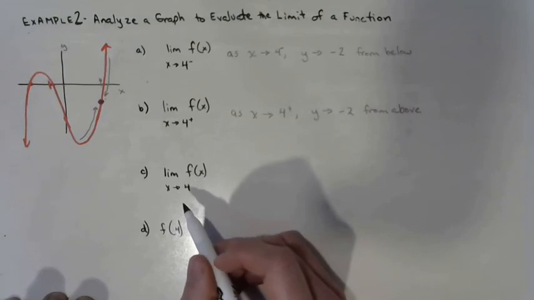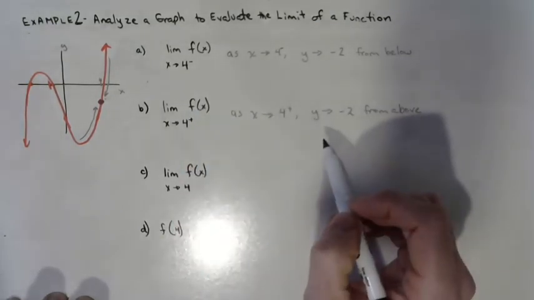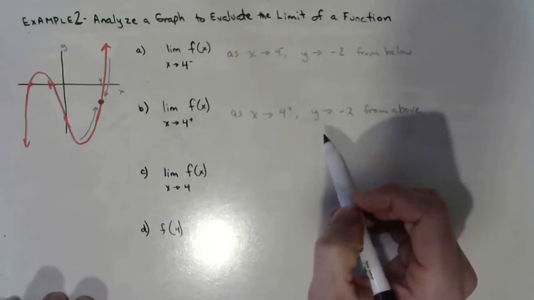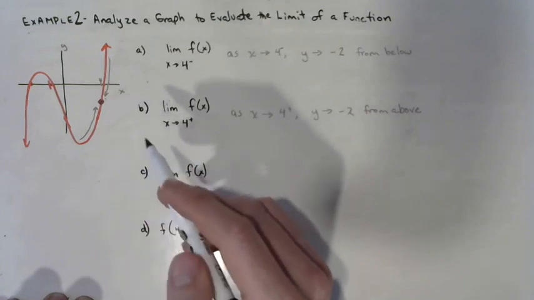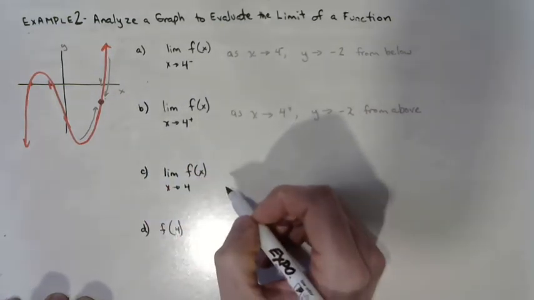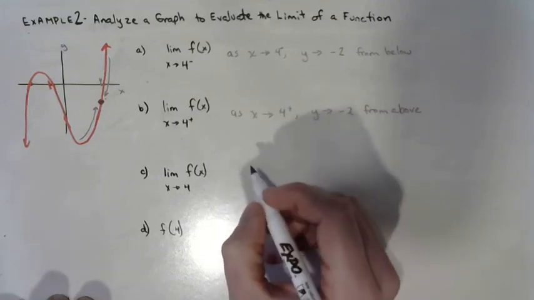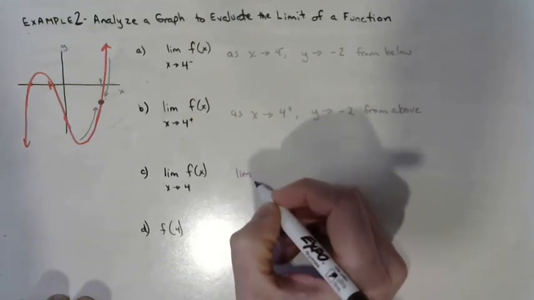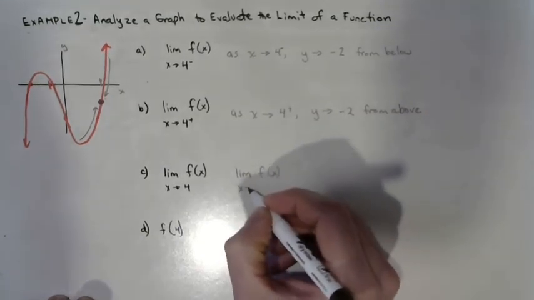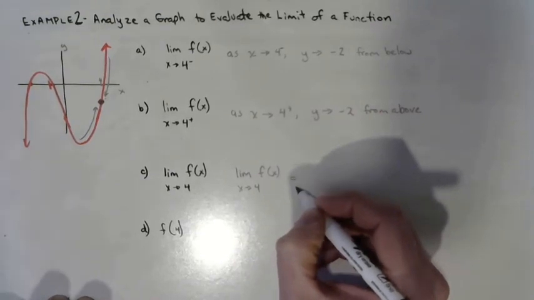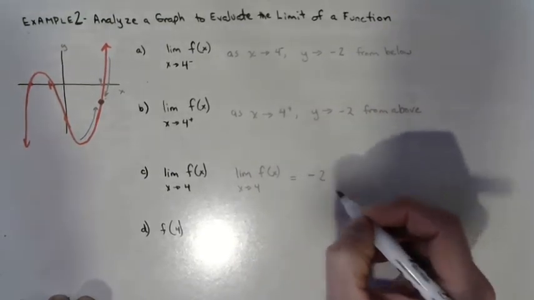Okay? Now we're going to look at the limit of f of x as x approaches 4, and all we need to do there is say, well, the left-hand limit and the right-hand limit are both -2, and also the conditions for continuity are satisfied. There's no discontinuity at x equals 4. Therefore, f of x is continuous at x equals 4. So the limit of f of x as x approaches 4 is equal to -2.